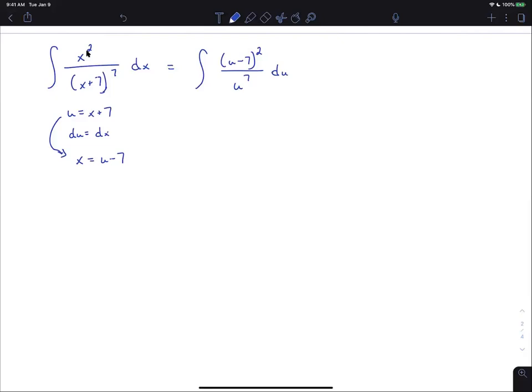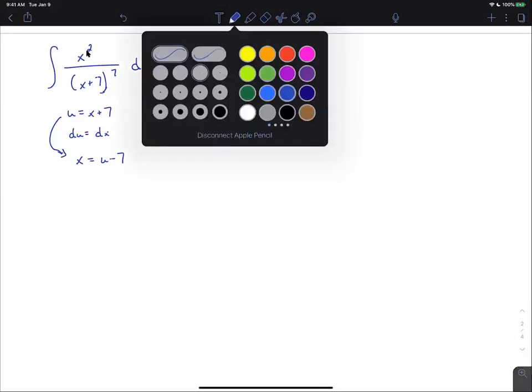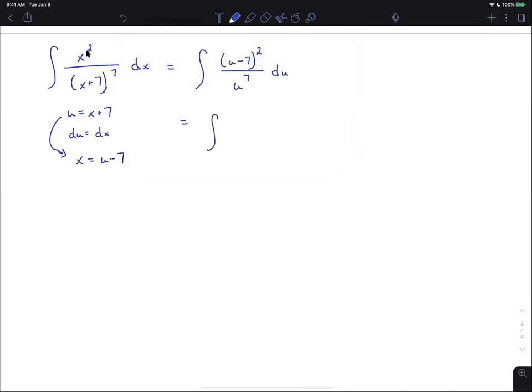All right, so you can expand u minus 7 squared, and that's u squared minus 14u plus 49 over u to the 7th du. And now we can split it into 3 fractions.